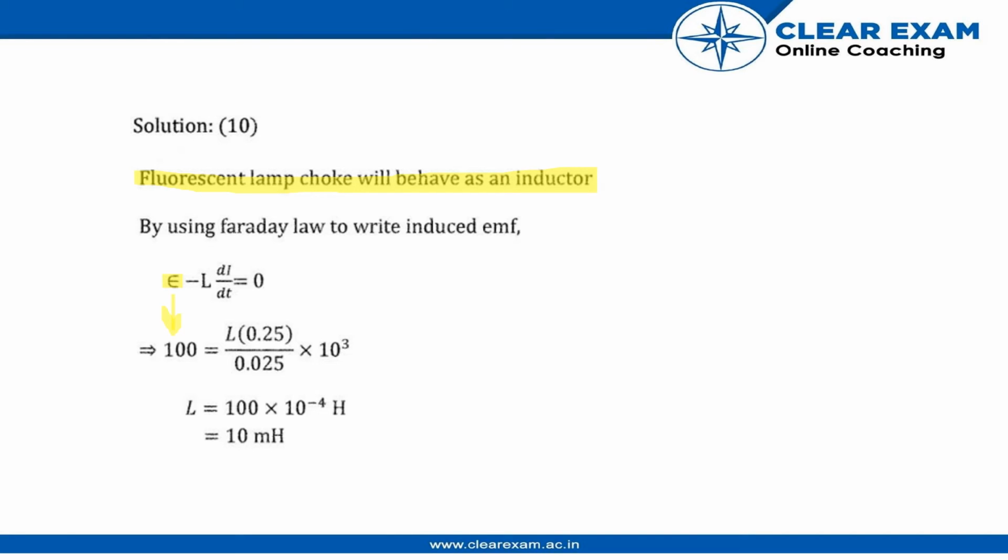The voltage has been given as 100 volts, the change in current is 0.25 amperes, and the time taken is 0.025 milliseconds, so we have multiplied this by 10 raised to power 3. Now from this formula we can easily find out L, right? So let's try to calculate this. Now L will be 100 into 10 raised to power 4 Henry, which is 10 millihenry.